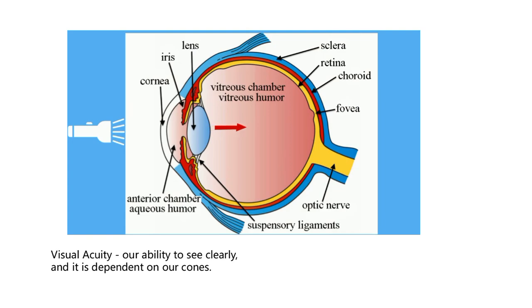The deepest layer of cells, where processing of light energy begins, is made up of photoreceptors, which have two types, the rods and the cones, which convert light energy into neural impulses. Visual acuity is our ability to see clearly, and it is dependent on our cones.